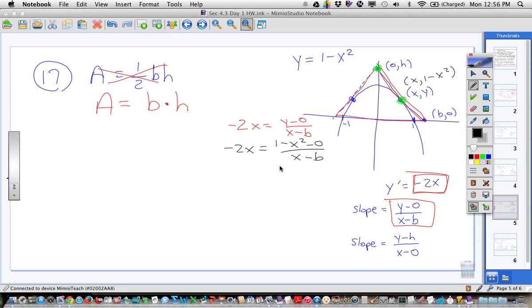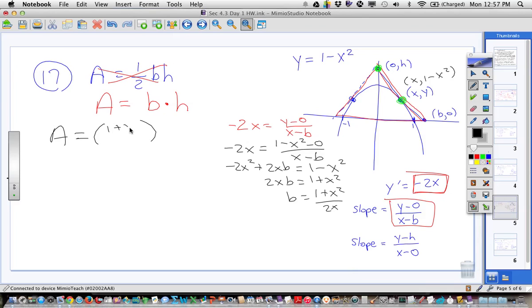Now, at this point, you could use your calculator. You could do a solve on your calculator and tell it to solve for b. Now, I think we can do it just about as fast without the calculator, because it ends up working out pretty nice. So I'm going to multiply the x minus b over here, so I got to distribute. And then I'm going to add the 2x squared over there. So that'd be 1 plus x squared. And then I'm going to divide by 2x. I have 1 plus x squared over 2x. That wasn't too bad. So now in place of b, I have 1 plus x squared over 2x.